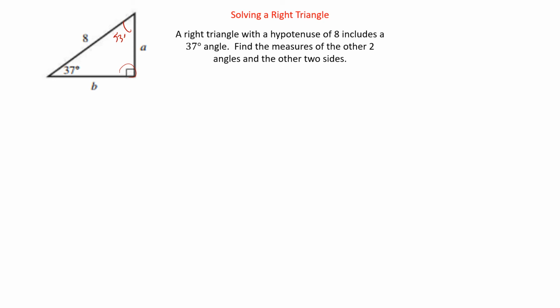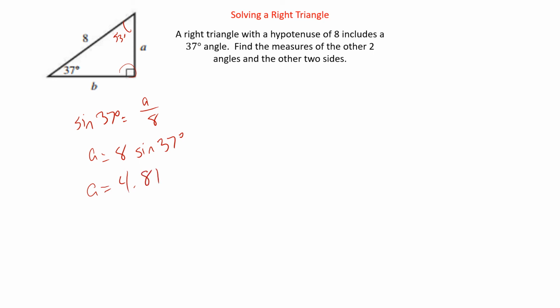And now we can use trig. We know the sine of 37 degrees is going to equal the opposite over the hypotenuse, a over 8. To find a, we just multiply by 8. So a will equal 8 sine of 37 degrees. The sine of 37 degrees is just a number. Plug it into your calculator, multiply by 8, and we get about 4.81. So a equals about 4.81.